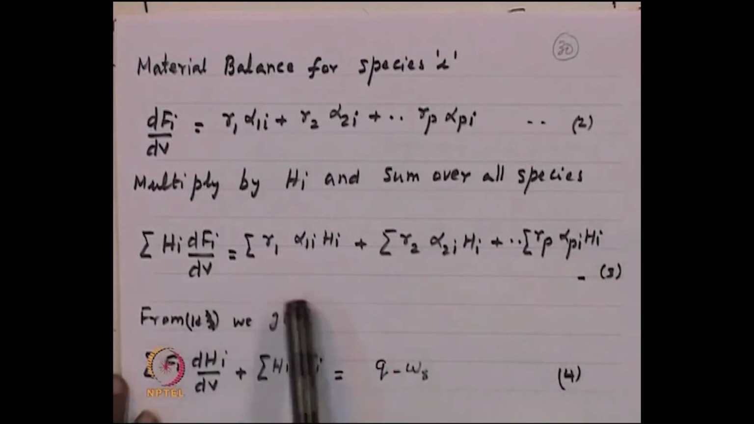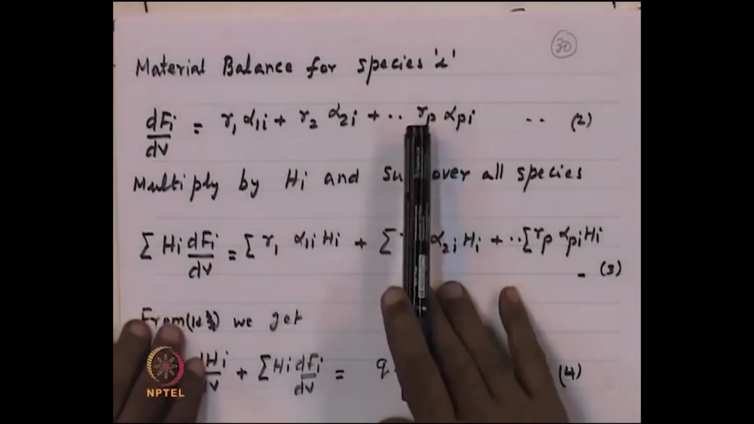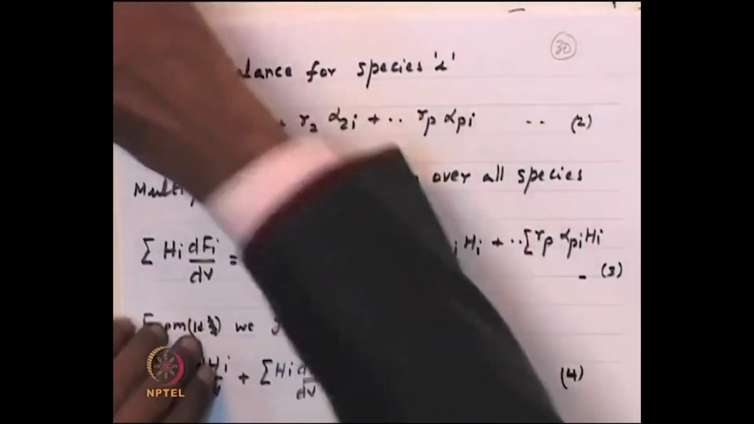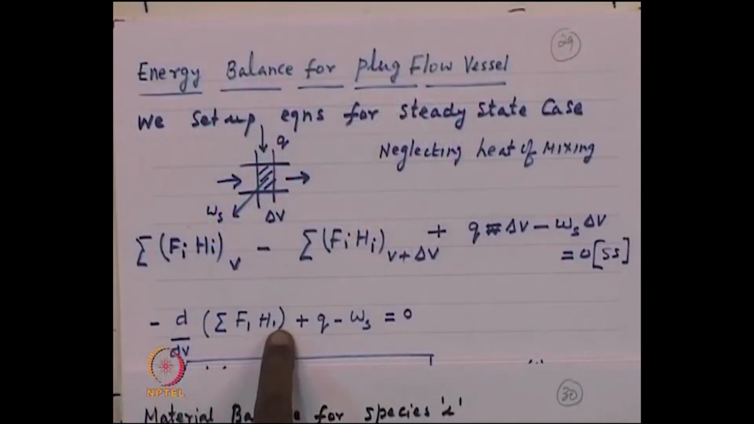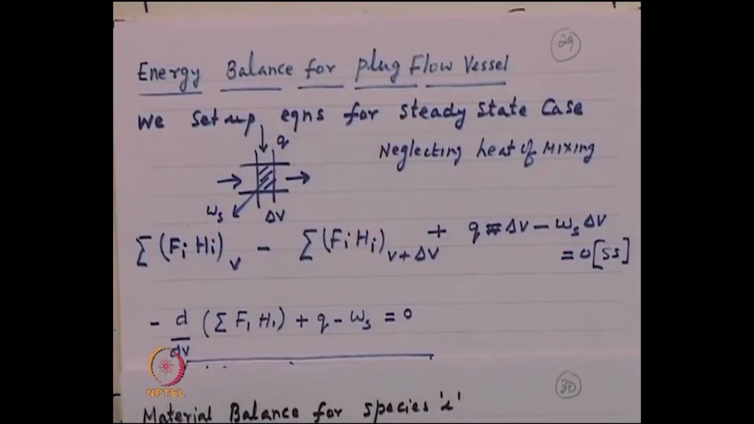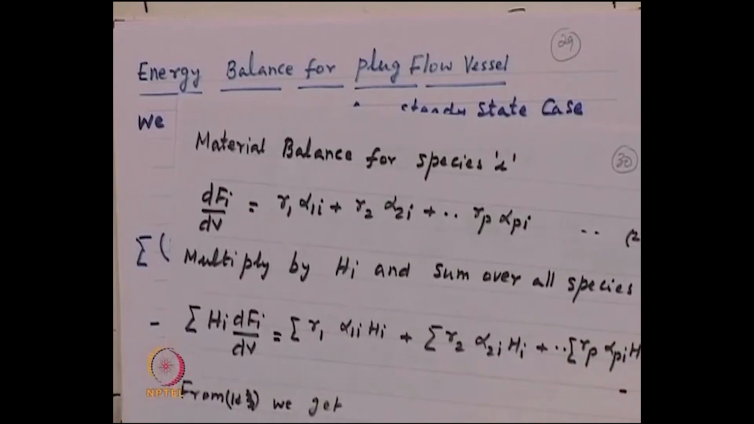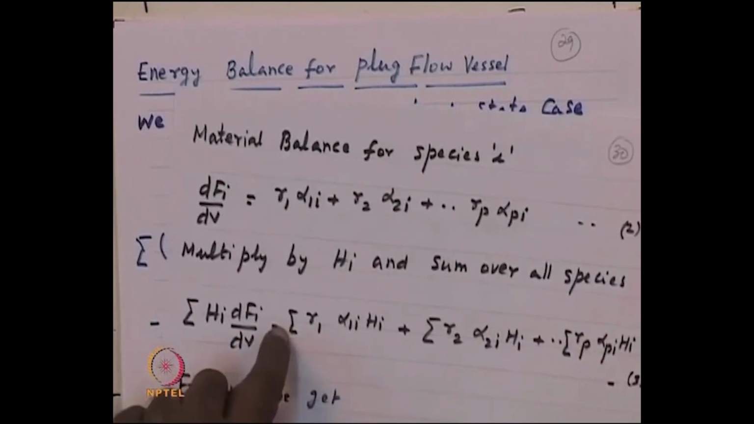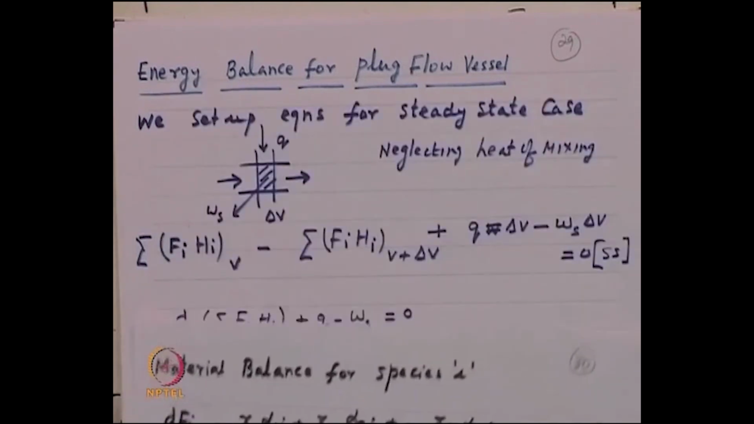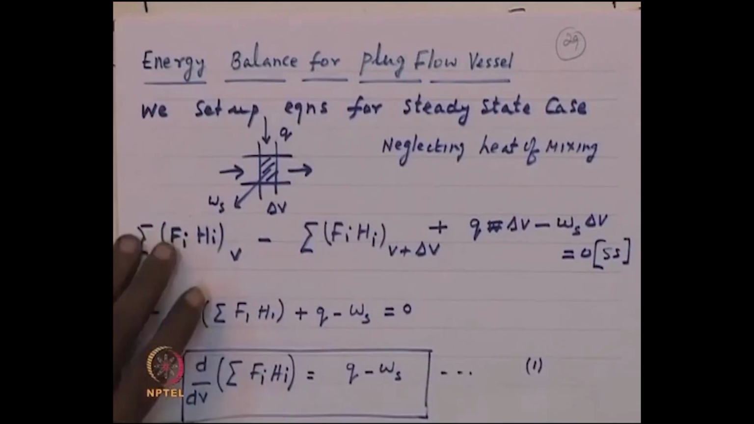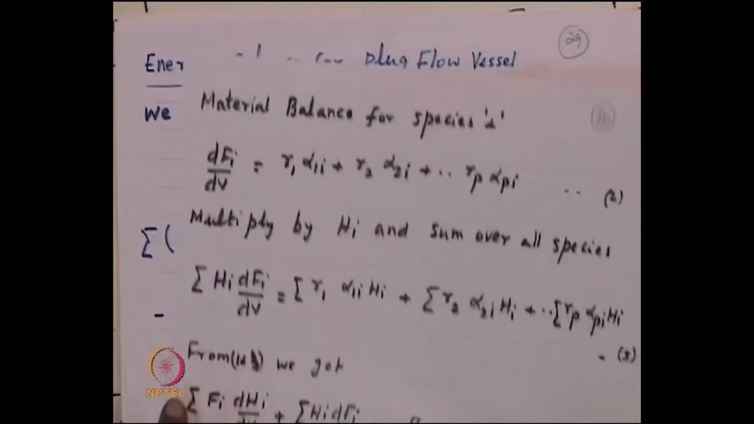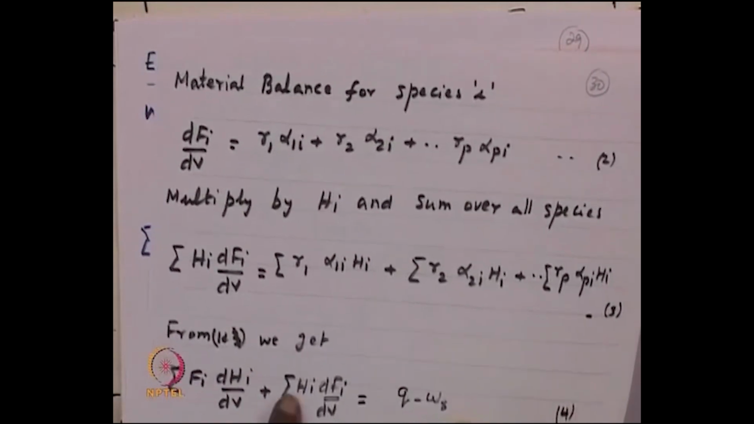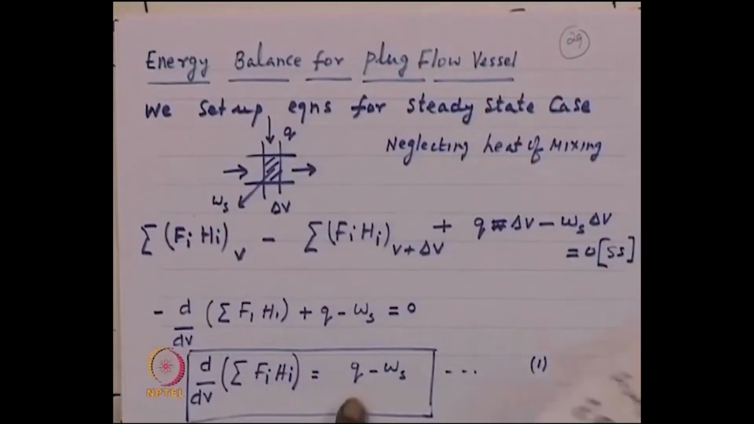Therefore, this whole term H I dF I by dV, if you recall, is F I dH I by dV plus H I dF I by dV. Therefore, the term H I dF I by dV you can now replace from here, correct. So, this equation here I have written as F I dH I by dV plus H I dF I by dV. This is what I have written. I have written it again here.